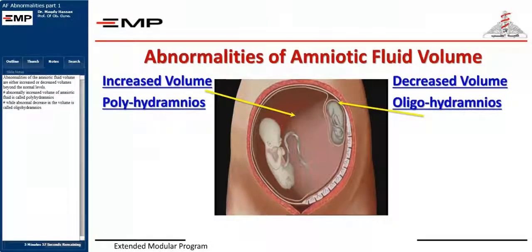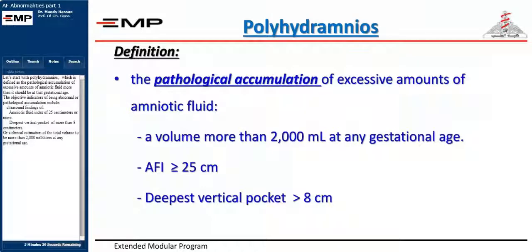Abnormalities of the amniotic fluid volume are either increased or decreased volumes beyond the normal levels. Abnormally increased volume of amniotic fluid is called polyhydramnios, while abnormal decrease in the volume is called oligohydramnios. Let's start with polyhydramnios, which is defined as the pathological accumulation of excessive amounts of amniotic fluid, more than it should be at that gestational age.